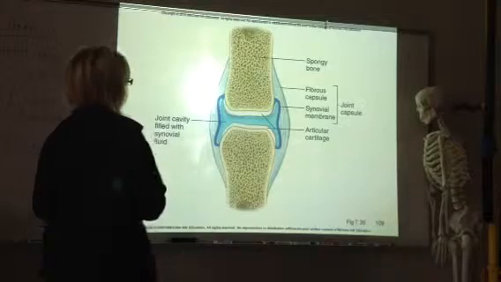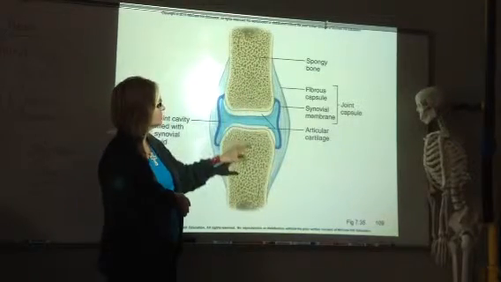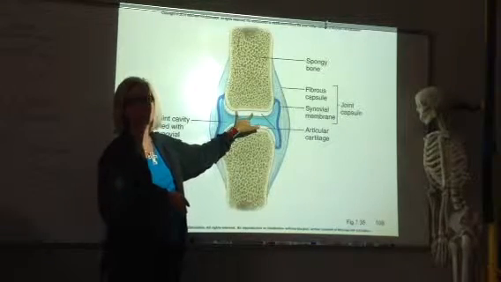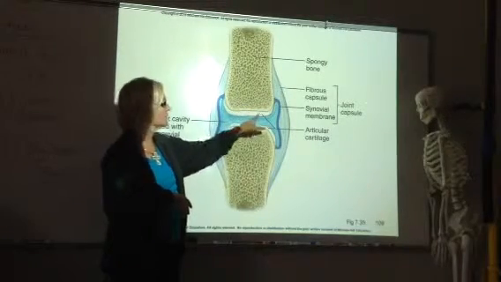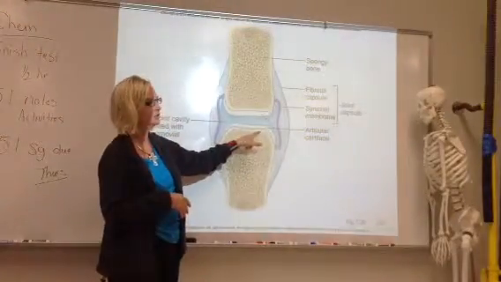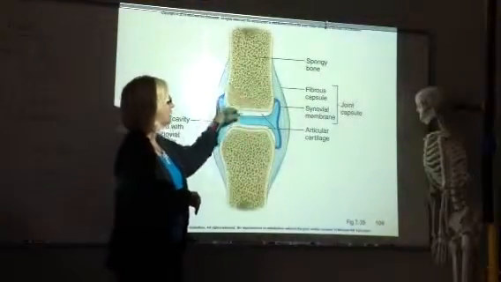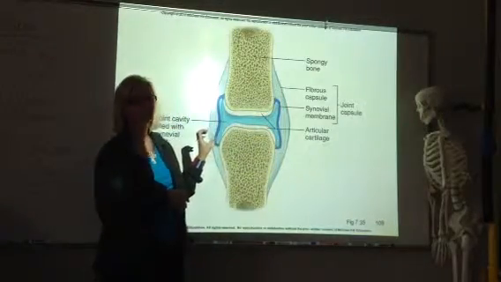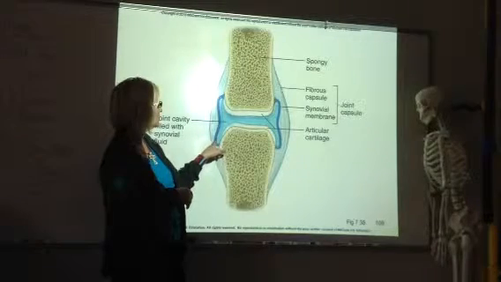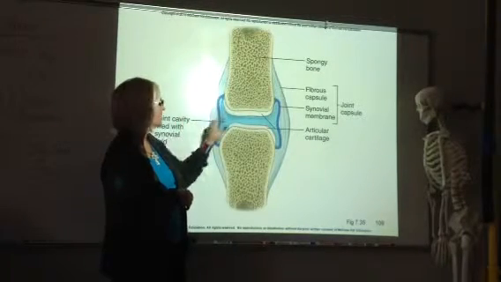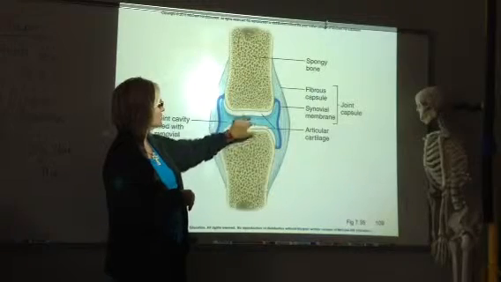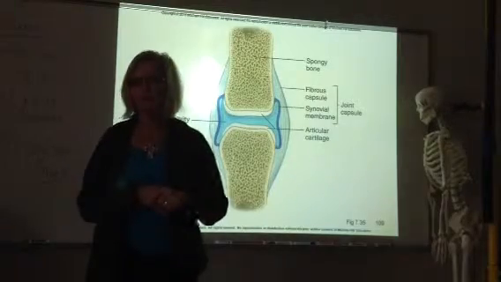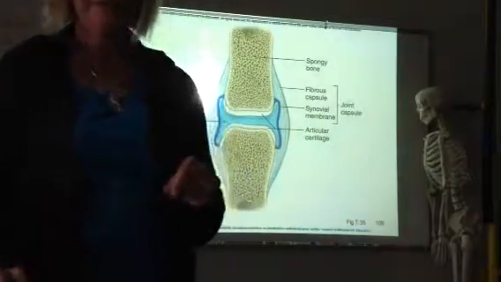Very simple picture. If I'm looking at the ends of two different bones, each bone is going to be covered with articular cartilage at the end. All long bones are going to have that articular cartilage. The outside part is the fibrous capsule, and then the membrane that is inside will be the synovial membrane. And inside that synovial membrane is where you're going to find the synovial fluid that helps to keep the joint freely moving.